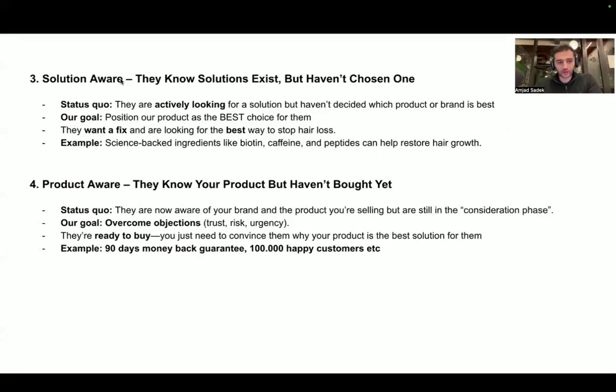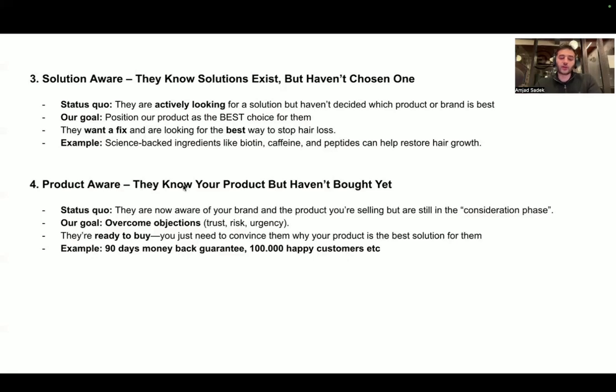The solution aware stage is when they know solutions exist, but haven't chosen one yet. They're actively looking for a solution, but haven't decided which product or brand is the best. The main goal for us here is to position our product as the best choice for them. In that hair example, they want to fix it and are looking for the best way to stop hair loss. An example of messaging can be: science-backed ingredients like biotin, caffeine, and peptides, I think it's called, can help restore hair growth.